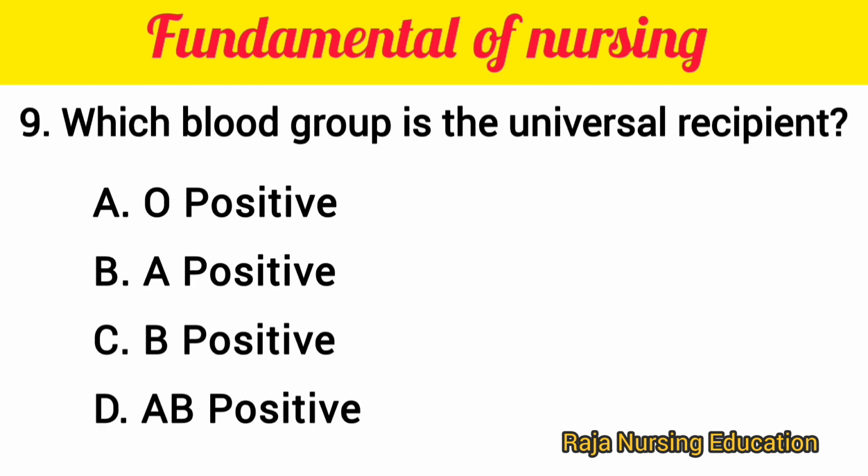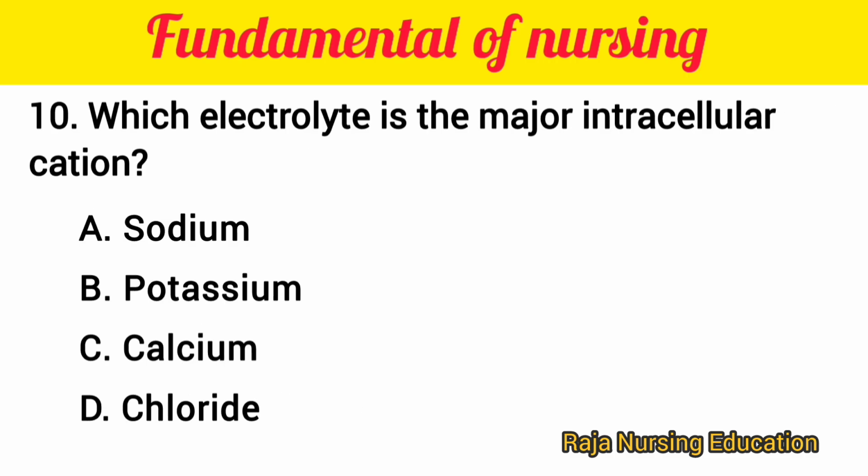Which blood group is the universal recipient? The answer is D. AB positive is the universal recipient. Which electrolyte is the major intracellular cation? The answer is B. Potassium is the major intracellular cation.